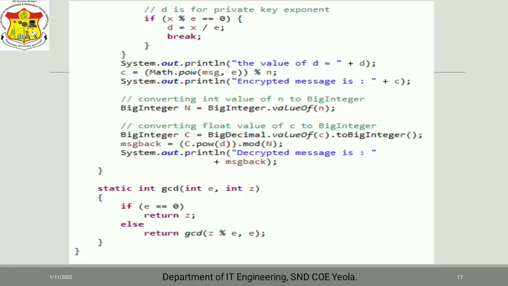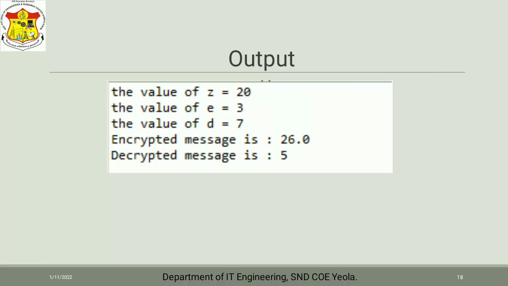Next, we have one function, that is GCD of two integers. First one is e and second one is z. GCD is nothing but greatest common divisor. If the GCD equal to 1, the numbers are said to be relatively prime. At last, move towards our program output.